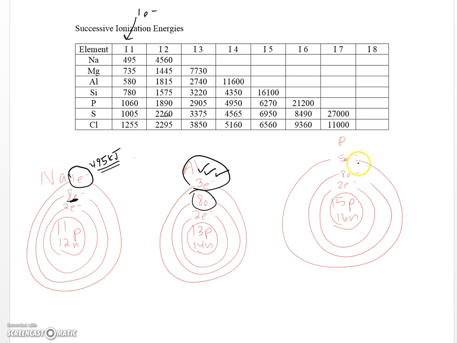For the third one here, we're looking at phosphorus. And if we notice, the first electron, not so bad. The second electron, not so bad. The third electron, not so bad. The fourth, not so bad. Even the fifth, not so bad. But when we get to that sixth, all of a sudden, we're at this huge 21,000. And that's because we're breaking up this inner shell.